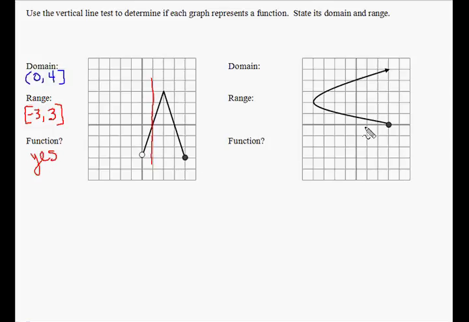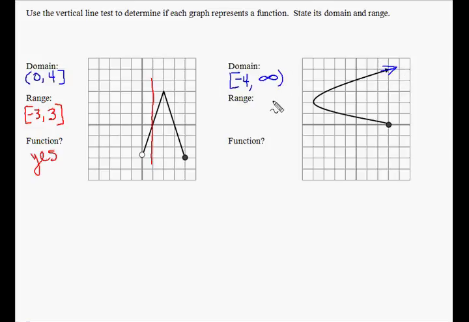Let's look at this other graph, a sideways U shape. Our domain again is our x values, how far left and how far right the graph goes. So we see here it goes to the left to -4. That is included because it's a solid line. And how far right it goes, it appears to stop here at +3, but in fact there's an arrow. And this arrow indicates that it goes on and on and on forever, so it goes to positive infinity.